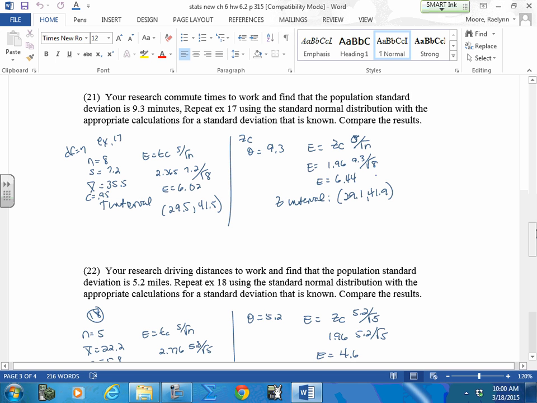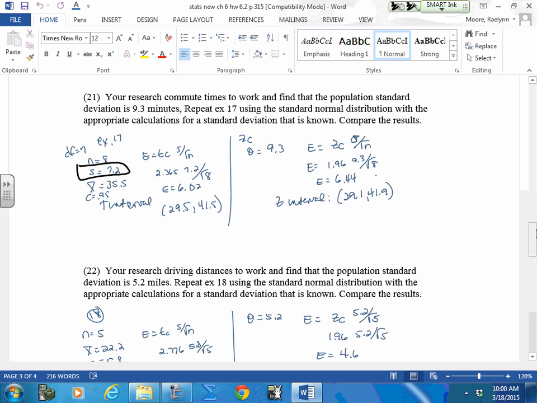21. 21 said use the information from 17, but I didn't give you the information from 17, so I quickly did it here. The only difference in 17, and this is worth noting, is that in 17 we had a sample standard deviation. So we had to use a t interval.